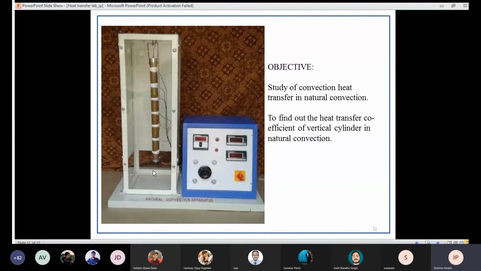Through the core of the rod runs an electrical heater, which is supplied with constant power through the variac here. First we'll discuss a little about the equipment, then we'll go to the physics of it. First, we switch on the heater and then allow the system to come to a steady state.